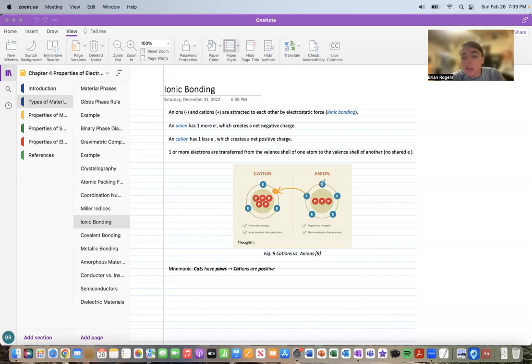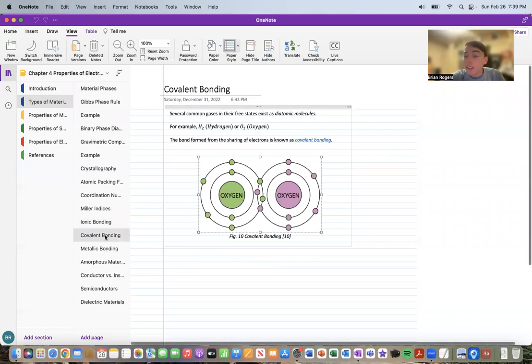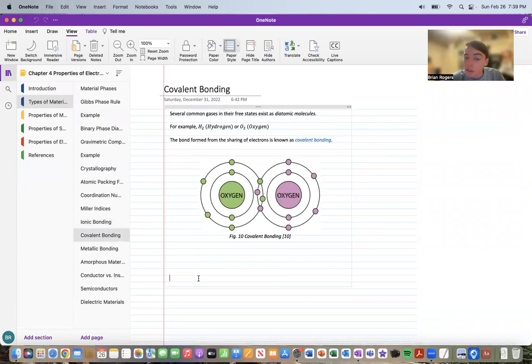So now that you've seen these 2 different types of models for anions and cations and how they each have net charges, a little mnemonic that I like to have is that cats have paws, right? So cations are positive, positive, if you get it. So I thought that was cute to remember it. That's a good way to keep those 2 straight because they often get confused.